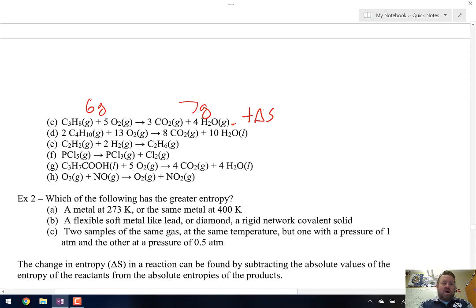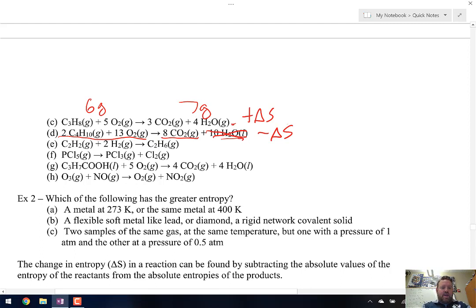On letter D, let's think a little bit more here. This side, we have 15 gas particles. This side, we only have 8 plus the liquids. When you're talking about gases, they're so much more entropic than liquids that we really don't even need to consider those. So we're going from 15 gases down to 8. That is going to increase the order, which is a negative delta S.